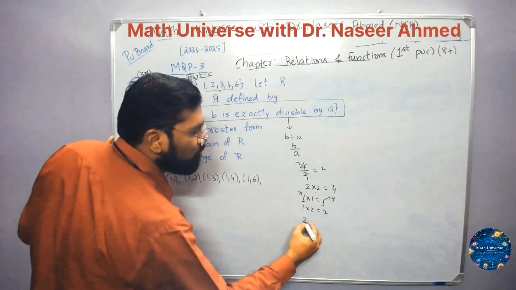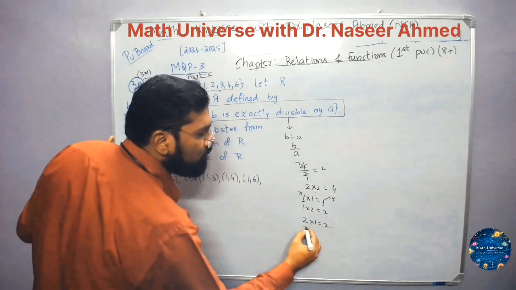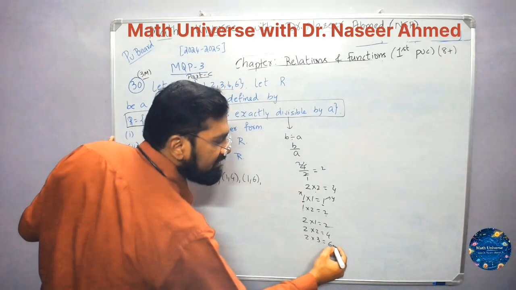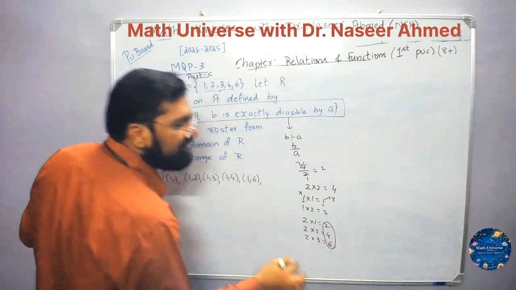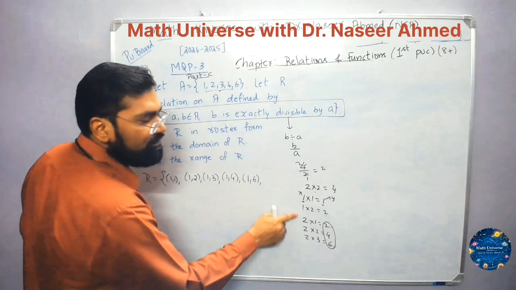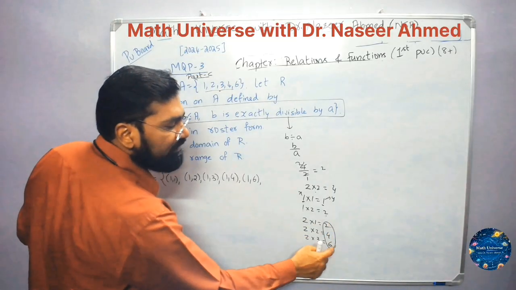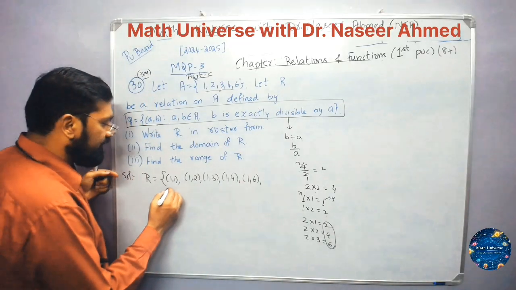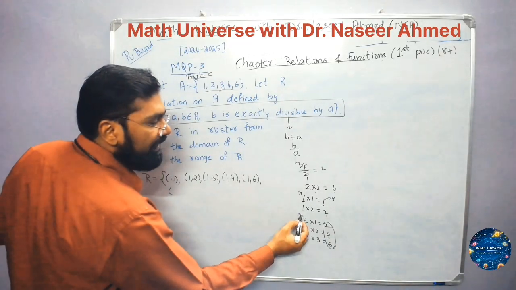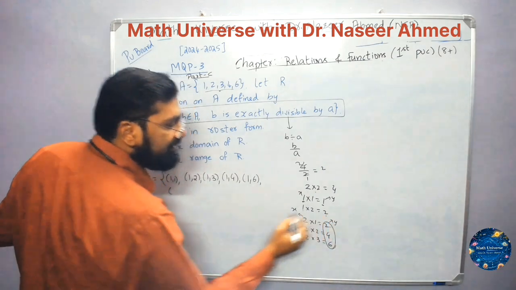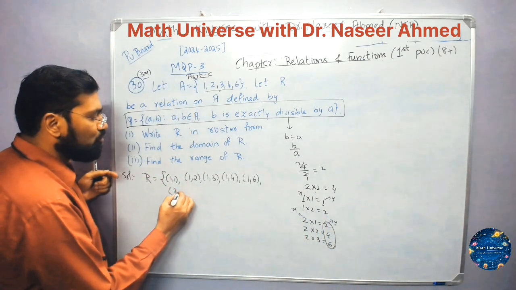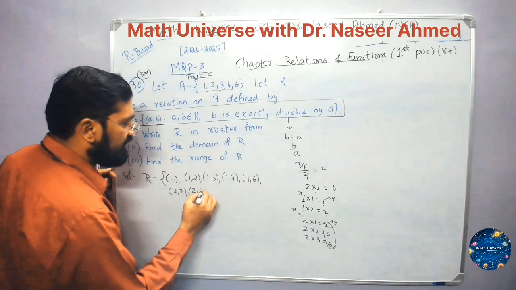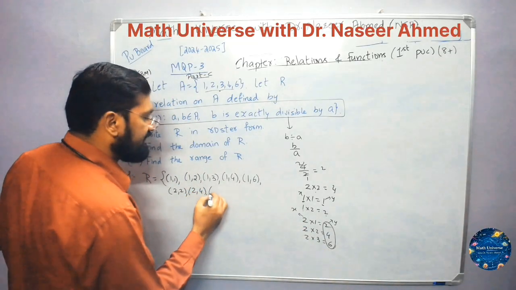Again, go for the 2 table. 2 1s are 2. 2 2s are 4. 2 3s are 6. So these are the numbers which are exactly divisible by 2, because 2, 4 and 6 are multiples of 2. I hope this point is clear. So I am going to continue here. This is your x and this is your y. So what do I write? 2 comma 2. Next 2 comma 4. Next 2 comma 6.